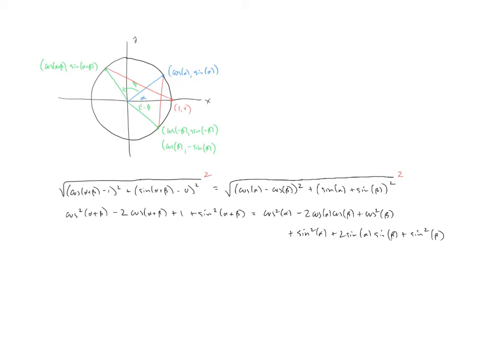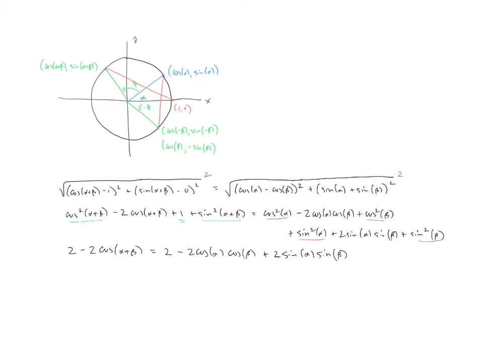Now, fortunately, a lot of this cleans up. For example, cosine squared and sine squared of alpha plus beta equal 1, plus another one gives us a 2 minus 2 cosine alpha plus beta. And then on the right-hand side, cosine squared alpha plus sine squared alpha is 1. Cosine squared beta plus sine squared beta is another 1. So this is going to give us a 2 minus 2 cosine alpha cosine beta plus 2 sine alpha sine beta.